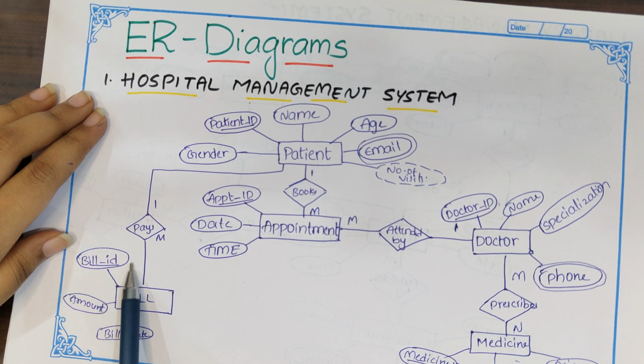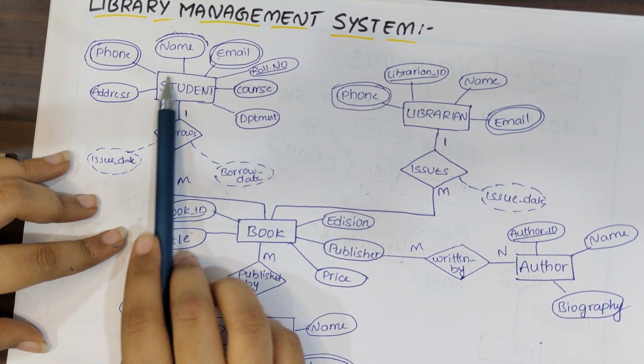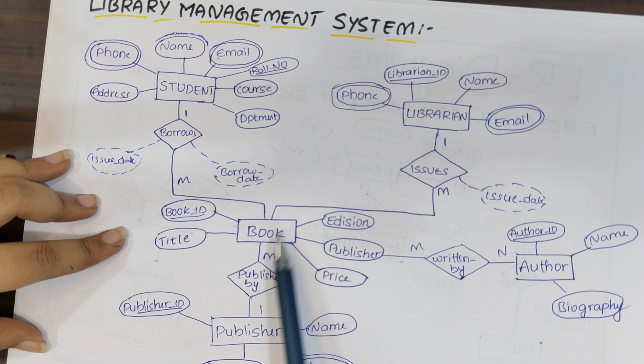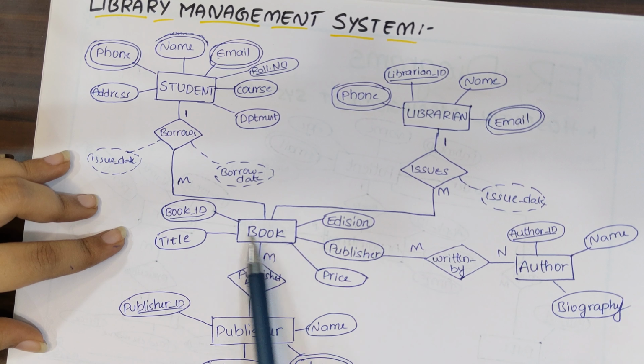I'll also let you know the ER diagram for library management system the same way. When we think about a library, we do have some idea of student, librarian, books, author, and publishers. Like all these things are nouns. So consider those are entities. Like here I have drawn a rectangular box. See, all these things are entities.